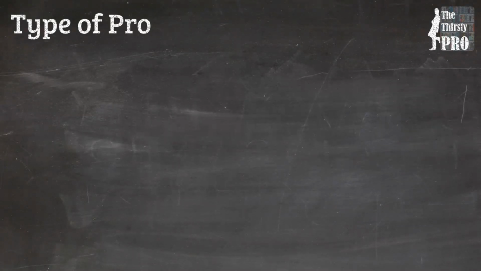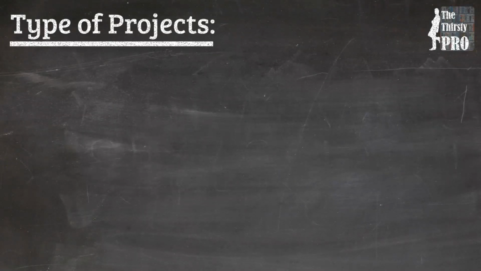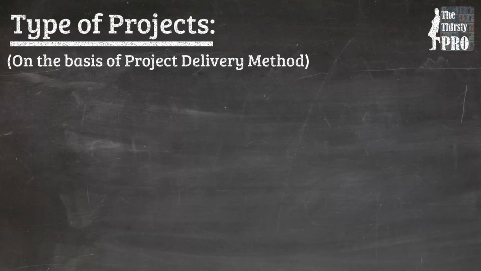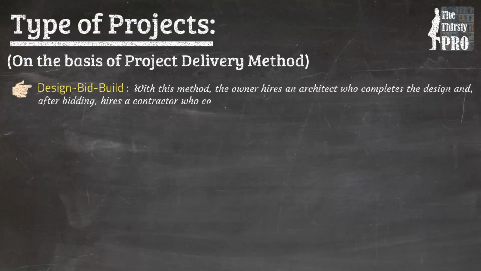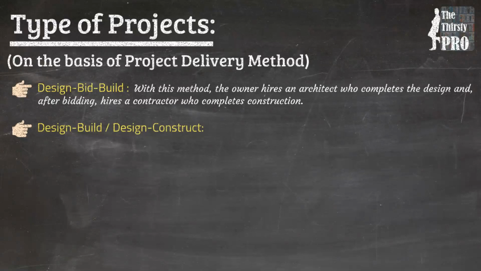The last in the series of classifications is the classification based on project delivery method. The first in the list is design, bid, build method. With this method, the owner hires an architect who completes the design and, after bidding, hires a contractor who completes construction. Then comes design, build.